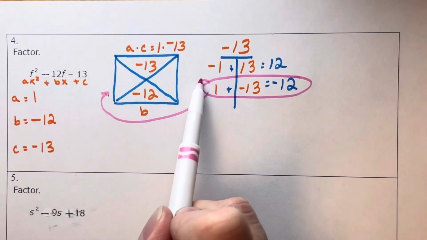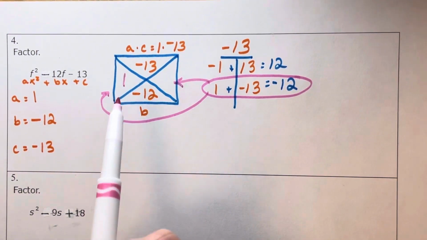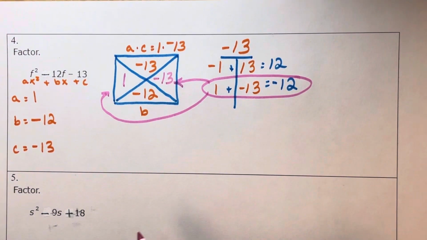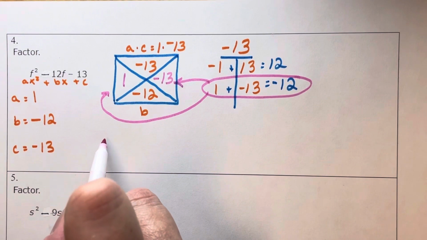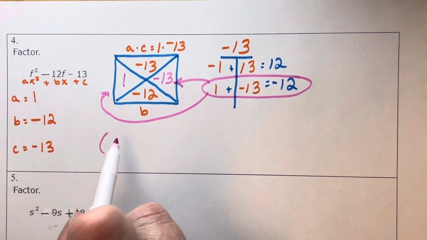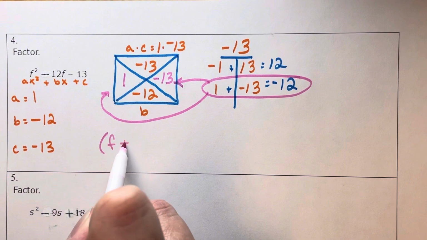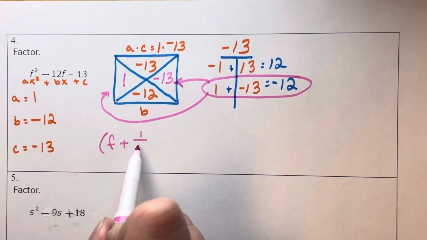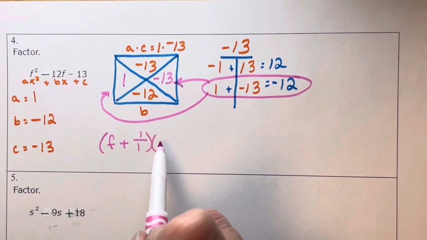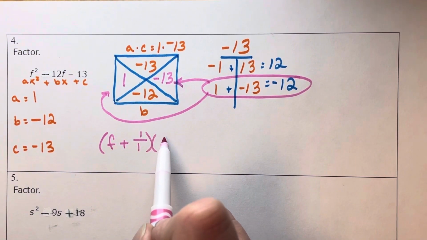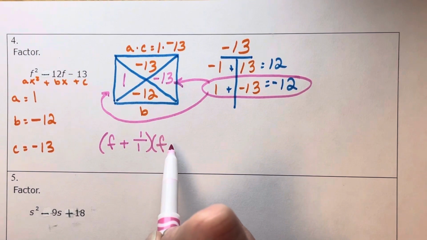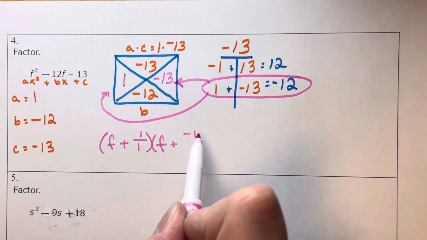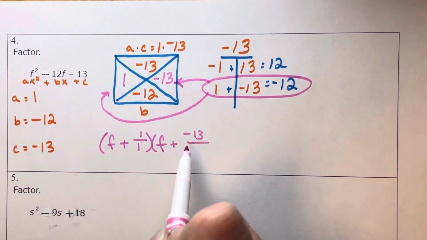Let's go put it in the wings. So we've got 1 in the left wing and negative 13 in the right wing. Let's go place these into our parentheses. So our variable of choice is an F plus my left wing, which is a positive 1, divided by my A number of 1. Again, for my second set of parentheses, my variable of choice, which is an F, and I have my right wing of negative 13 over my A number of 1.